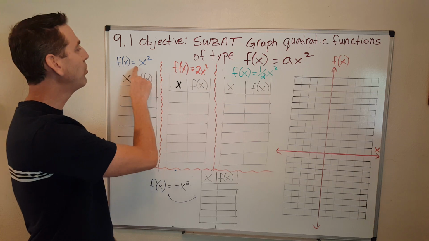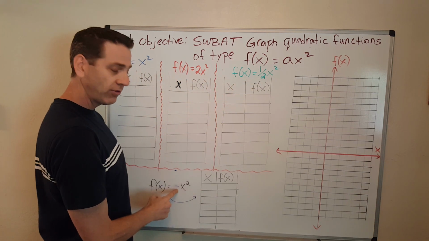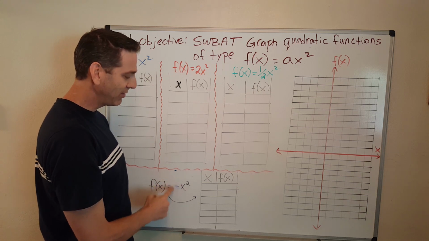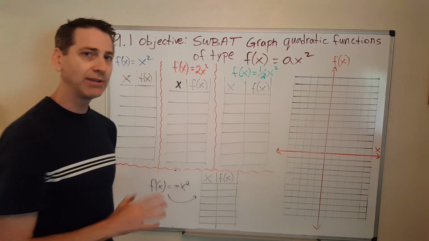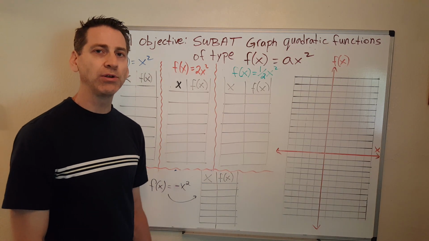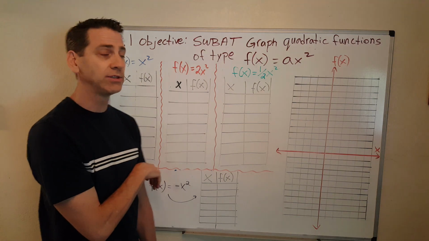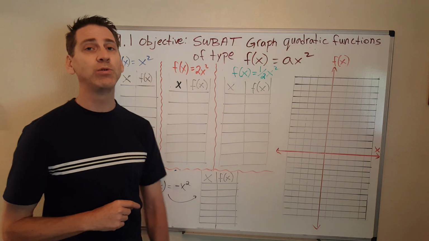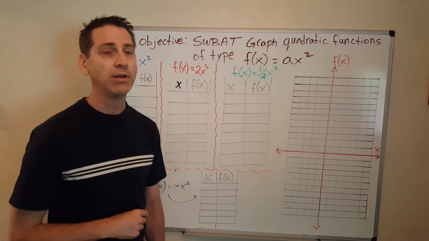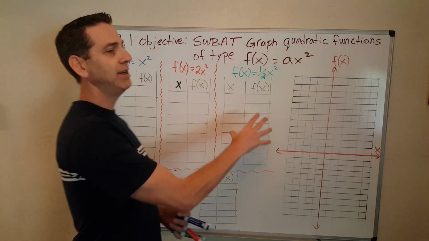Here a is 1, here a is 2, here a is 1/2. And also what happens when this a becomes negative. That will help you a lot in knowing what these graphs are going to look like. So let's start with the most basic quadratic function, and that's f of x equals x squared.